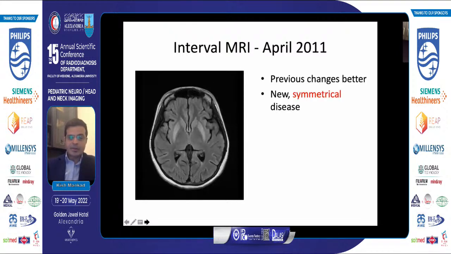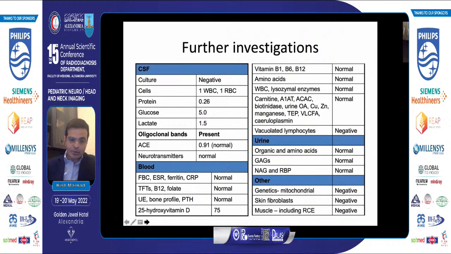The previous changes were better, and this time she's got symmetrical disease involving the bilateral basal ganglia structures. And when you have that, you start thinking about bilaterally symmetrical disorders. You start thinking about mitochondrial because there was consanguinity in the family. There was epilepsy in the family, so maybe they have a predisposing genetic problem. And the child presented in this fashion with bilateral striatal changes, at which point the tests are all repeated.